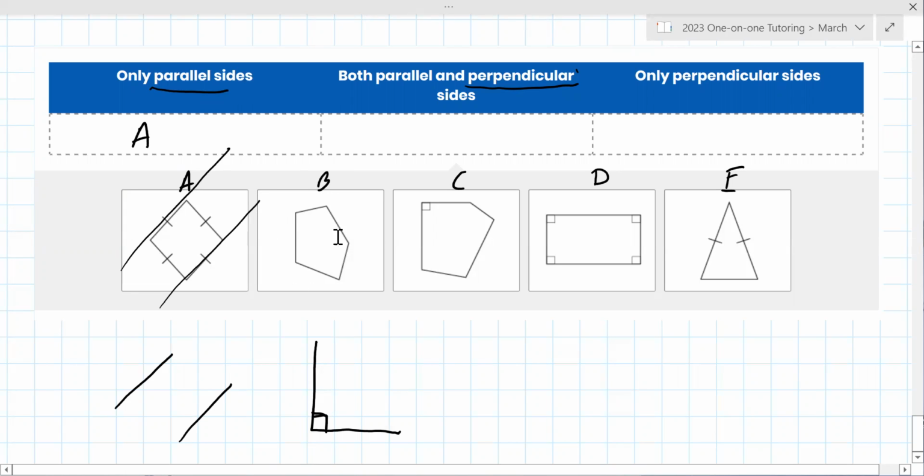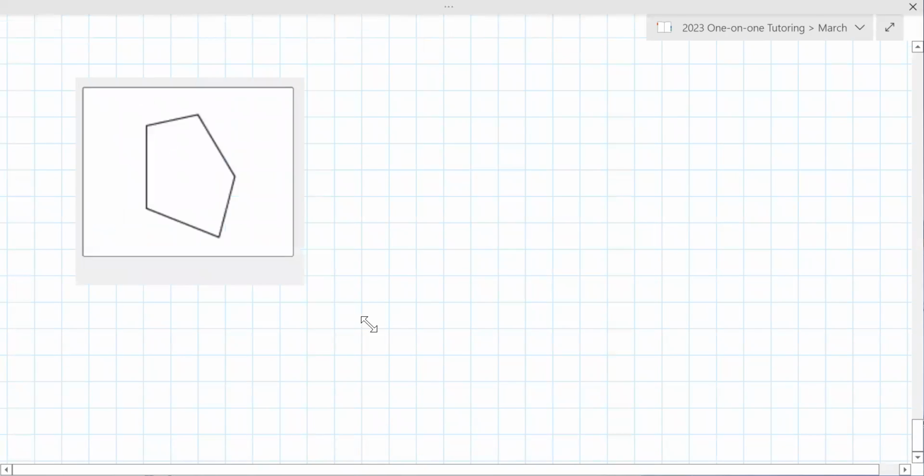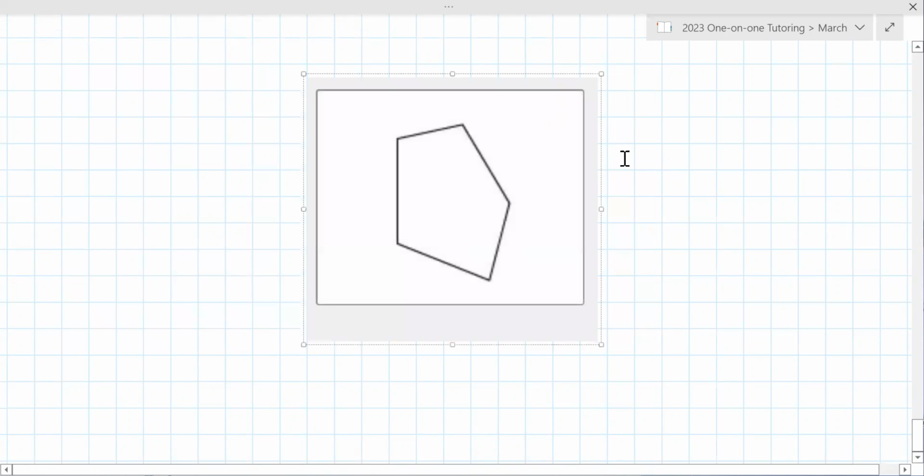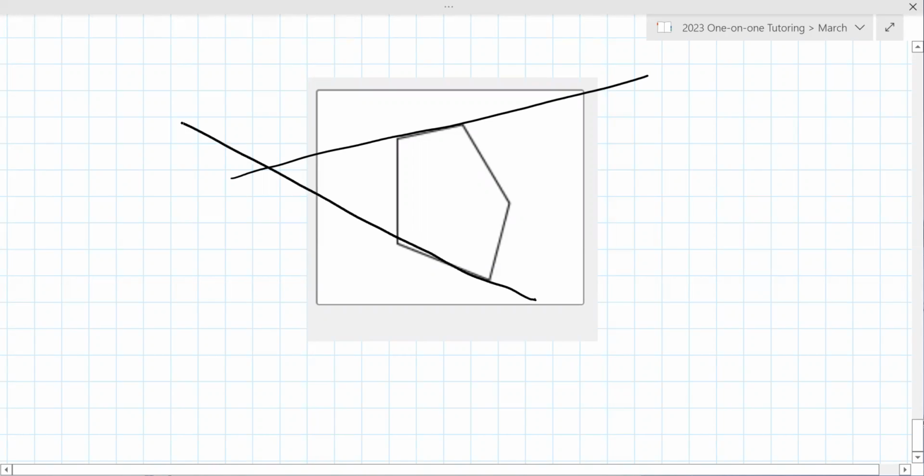Let's look at B now. I know this is hard to do here, so I'm gonna grab it again and we'll look at B on its own. Let me snip that in here. Here's letter B. I'm gonna extend some of the lines here. Is that parallel to anything? Kinda. If you're not sure, does that intersect it? Yeah, it does. So that's not parallel.